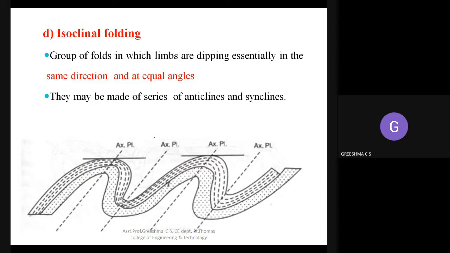Here is a group of folds in which the limbs are dipping essentially in the same direction and at equal angles. You can see isoclinal. Wherever you see iso, it is something equal in nature. So isoclinal means a group of folds whose limbs have dip in the same direction with equal angles.